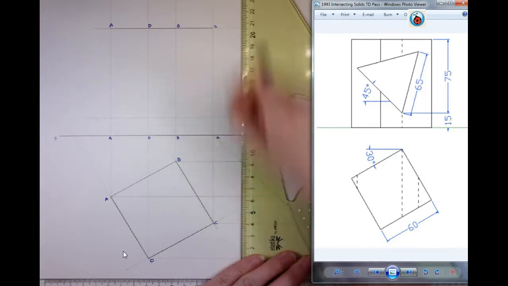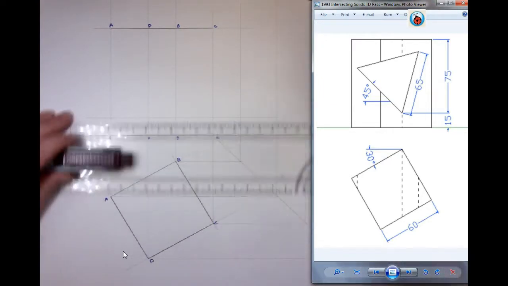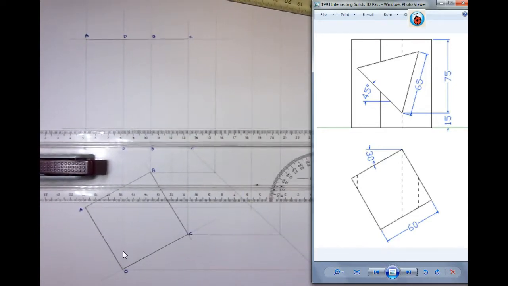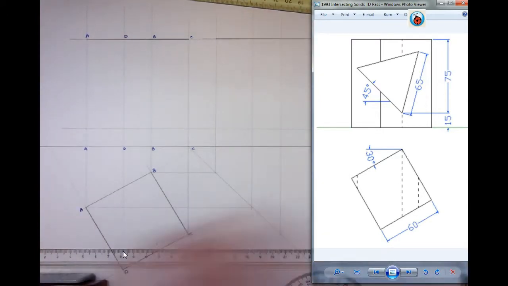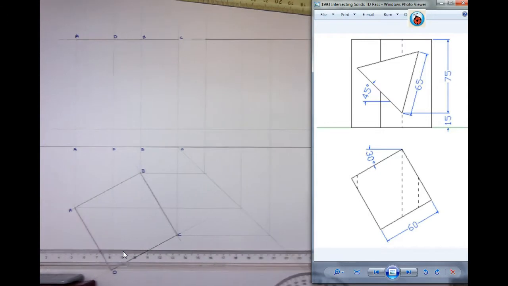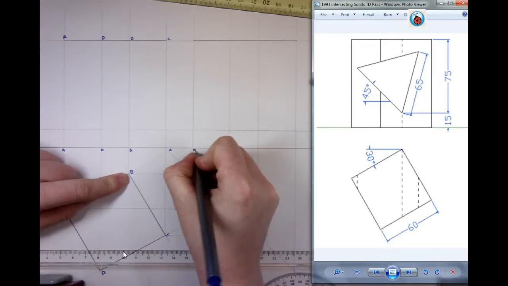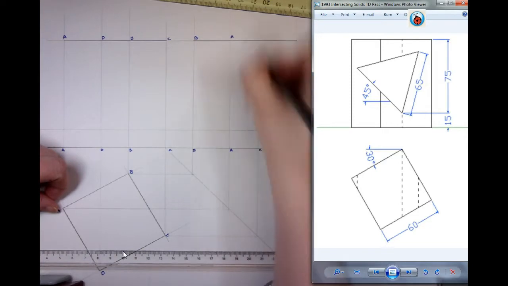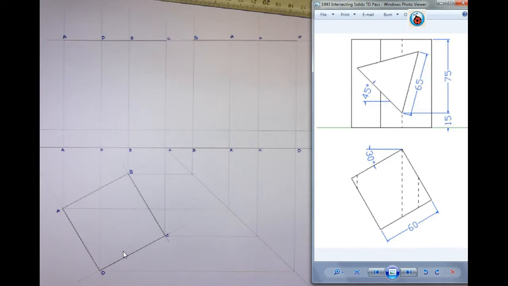From those points we're going to come up vertically, and get my heights from my elevations, so they're going to come across. I'm just going to move this over. Lovely. That dark line can go on top, that's okay. Okay, so B, A, C, D. Now, only now am I going to look at my triangle.